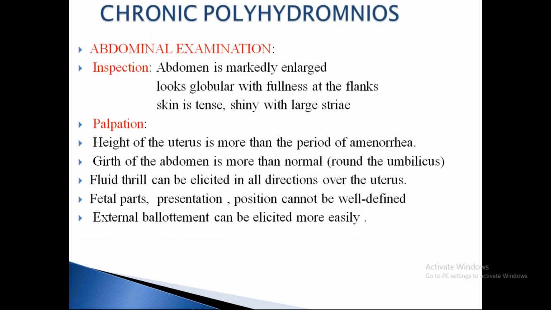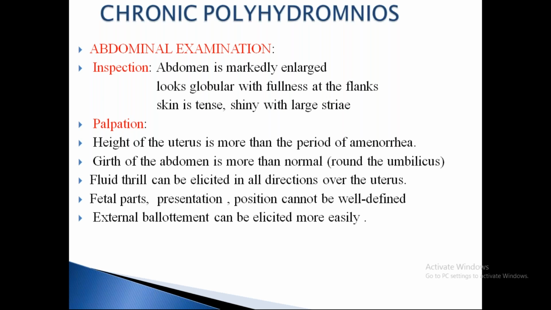When coming to the abdominal examination, on inspection the abdomen is markedly enlarged. Whenever the abdomen is markedly enlarged, the skin will be tense and shiny, large abdominal striae gravidarum will be present, and the abdomen looks globular with fullness in the flanks. On palpation, the height of the uterus will be more than the period of amenorrhea. If you measure the girth of the abdomen, it will be more than normal. Fluid thrill can still be elicited, and because of the excess amount of fluid, the fetal lie, presentation, and position cannot be well defined. We have to take the help of an ultrasound.